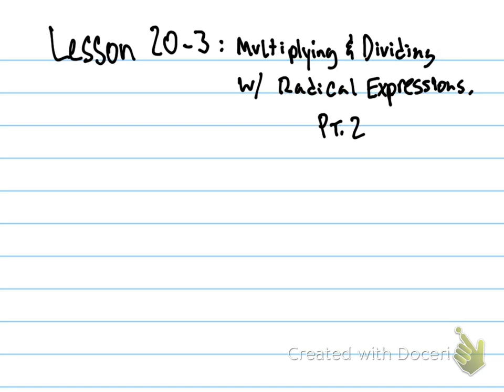Alright, let's just go straight into our examples. Example 1 is going to be, what happens if we have the square root of 6 divided by the square root of 2?